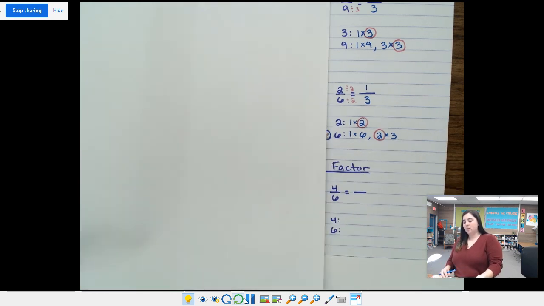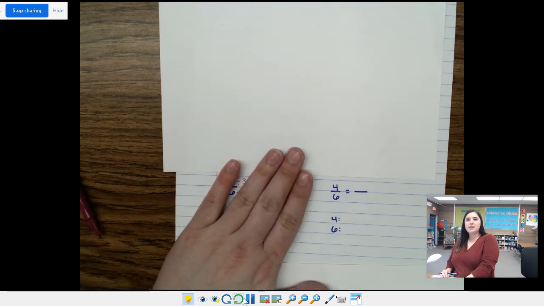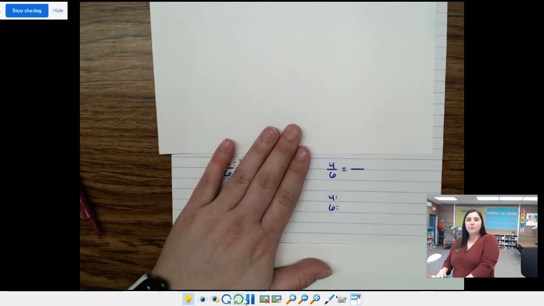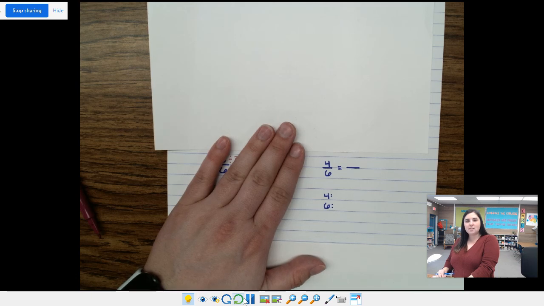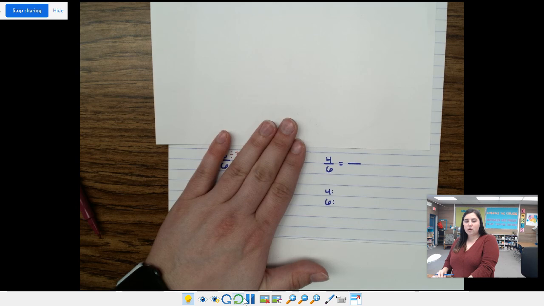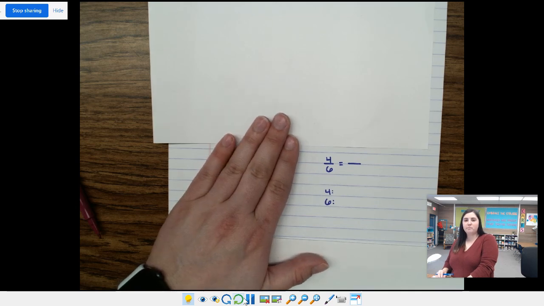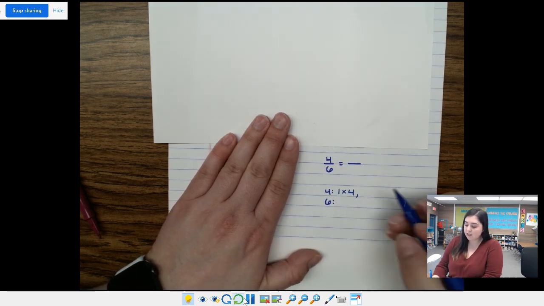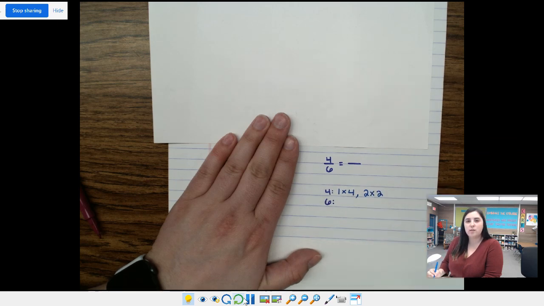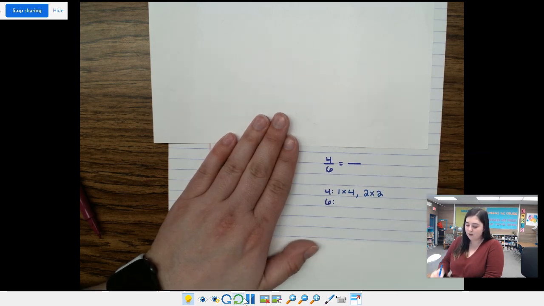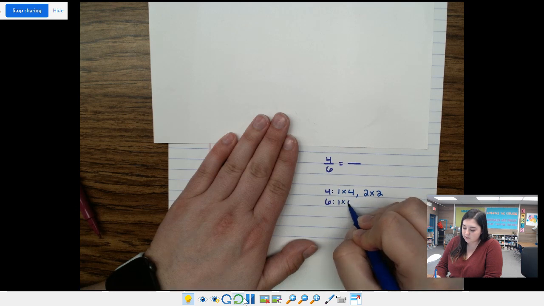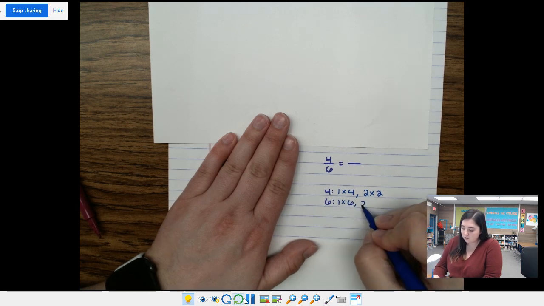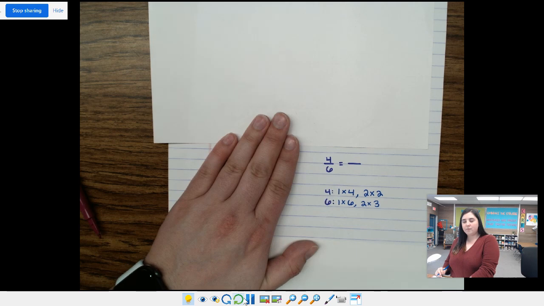4/6. Take a moment, pause, find your factors of 4 and 6, and see if you can solve what is the equivalent fraction for 4/6 in the most reduced form. All right, here's what I would do. 1 times 4 and 2 times 2. Those are the factors of 4. For 6, I'd have 1 times 6, 2 times 3.